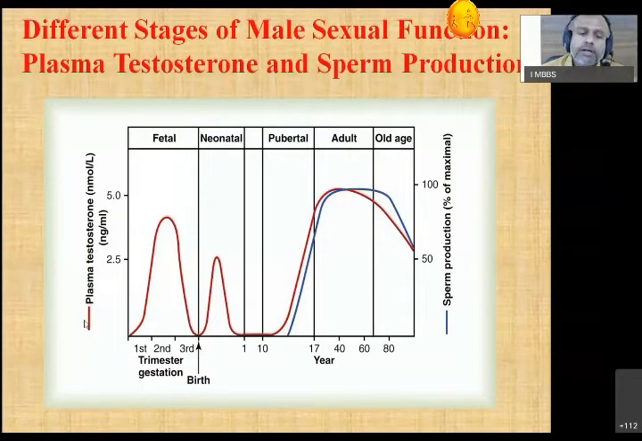Here are the plasma levels of testosterone and the sperm production throughout life in the male. We have seen that the testosterone hormone is secreted in intrauterine life, fetal life. First trimester, second trimester, third trimester. First 3 months, second 3 months, third 3 months, total 9 months.